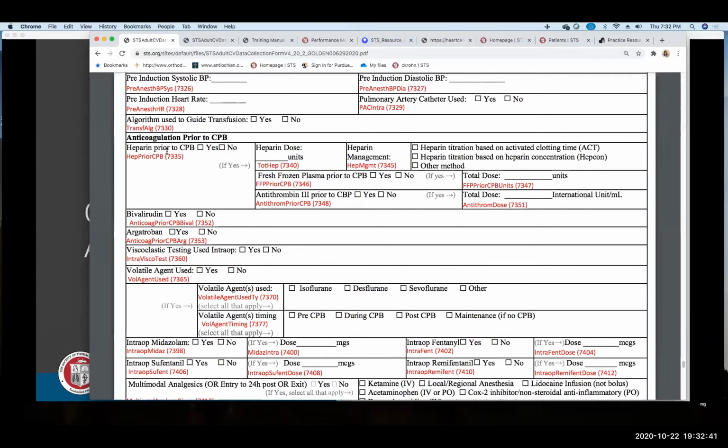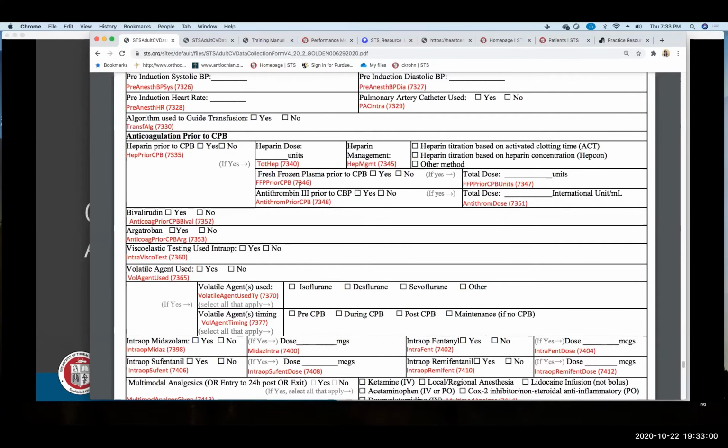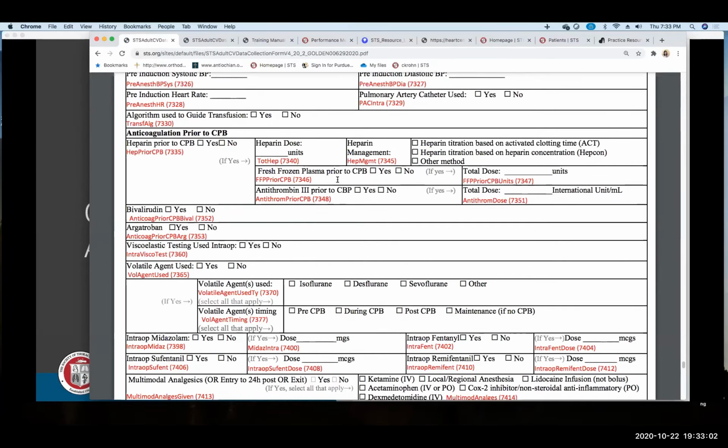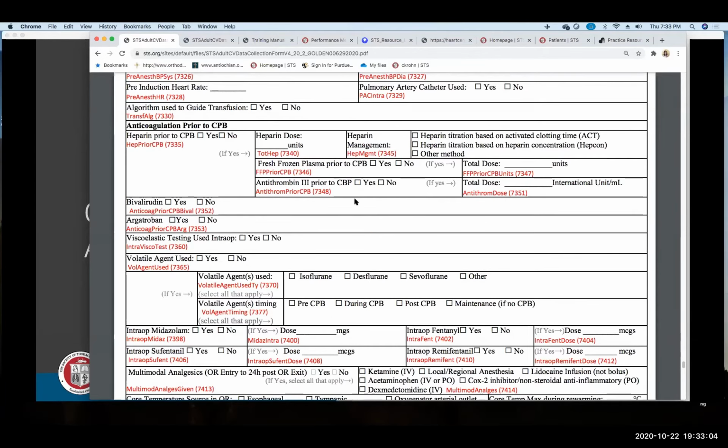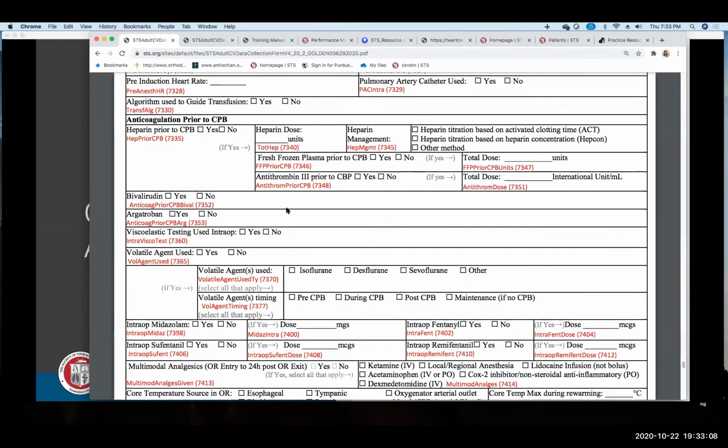So we have heparin prior to CPB, and if there was heparin, how much was given and what type of management was used. Did you use an ACT or a HepCon? And then did that patient who required heparin prior to CPB end up getting FFPs prior to CPB and/or antithrombin III? So it's any type of event that was related to that heparin dose. And then we're also looking at bivalirudin or rivaroxaban if those medications were used.